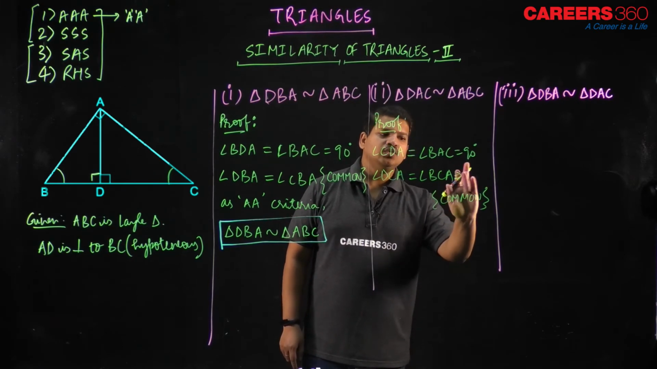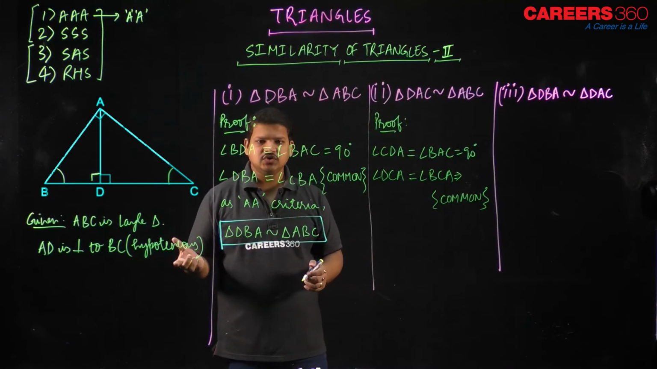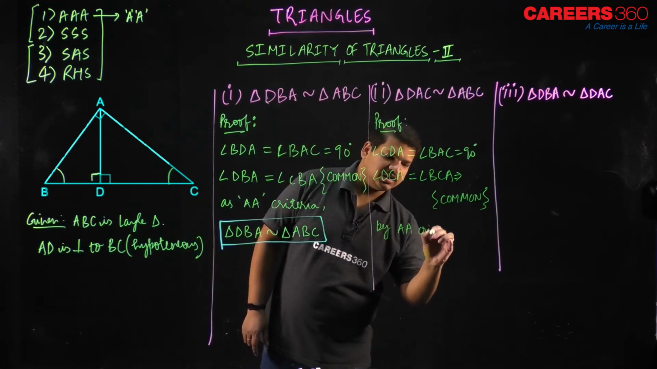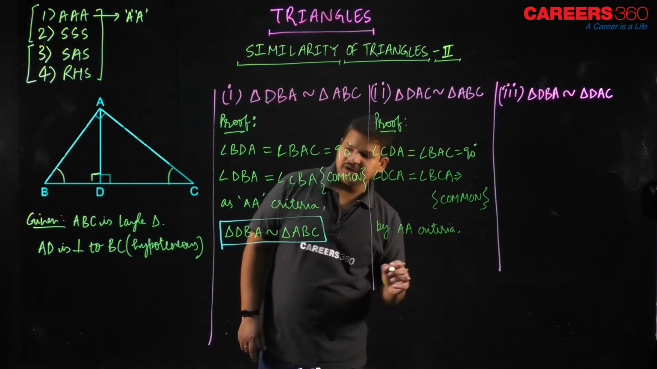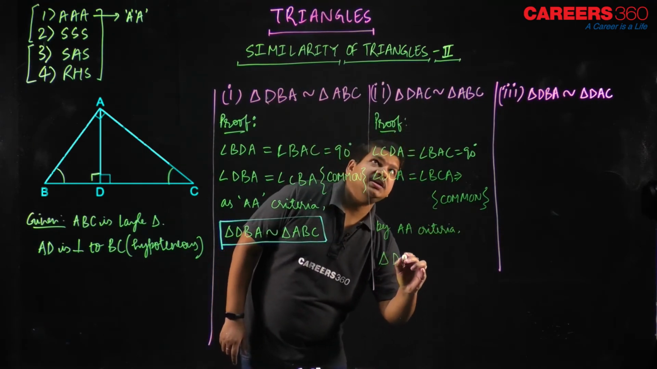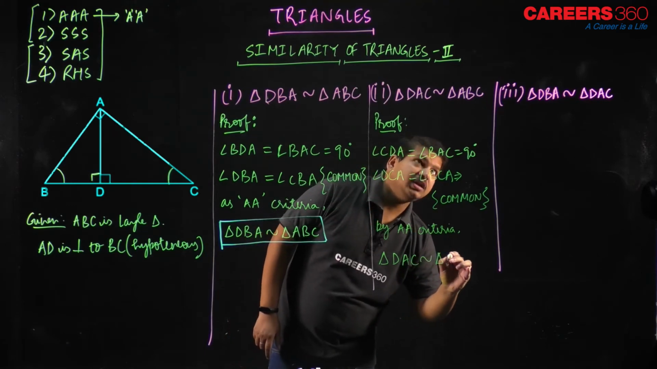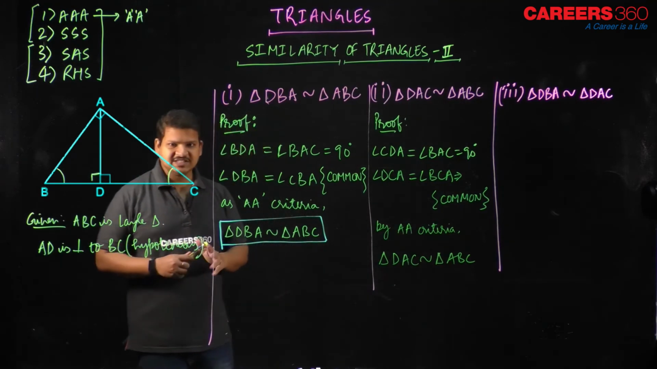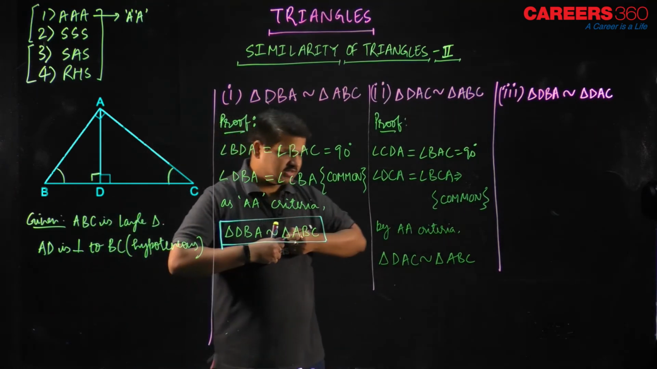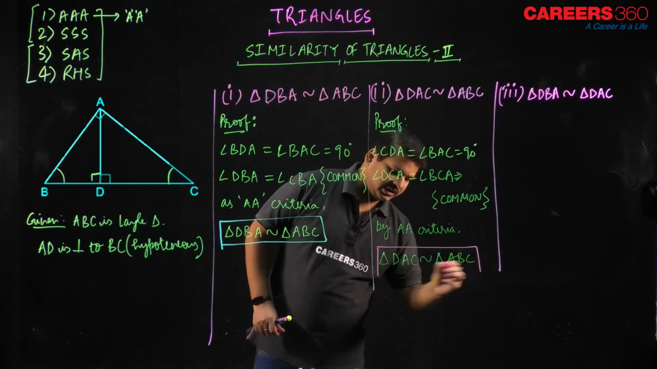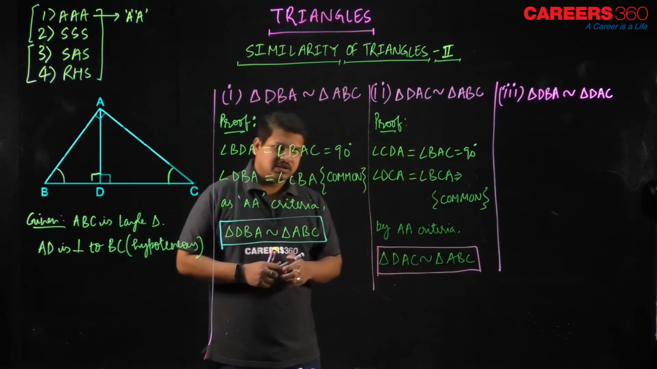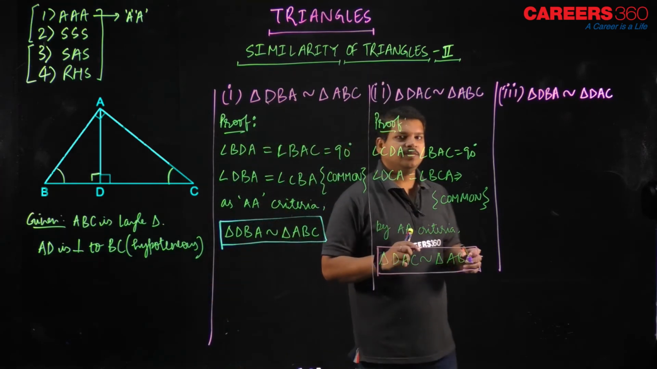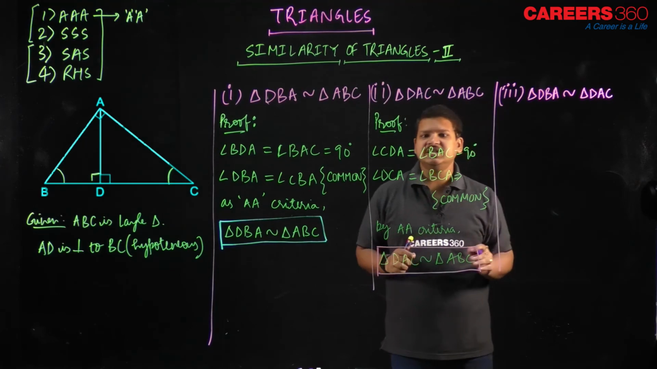And again, if two angles are equal, the third one will also be equal. So by AA criteria, triangle DAC will be similar to triangle ABC. Making sense? Great. So this is my second proof. Now let's proceed to our next one, and that is, we are talking about triangle DBA and DAC.